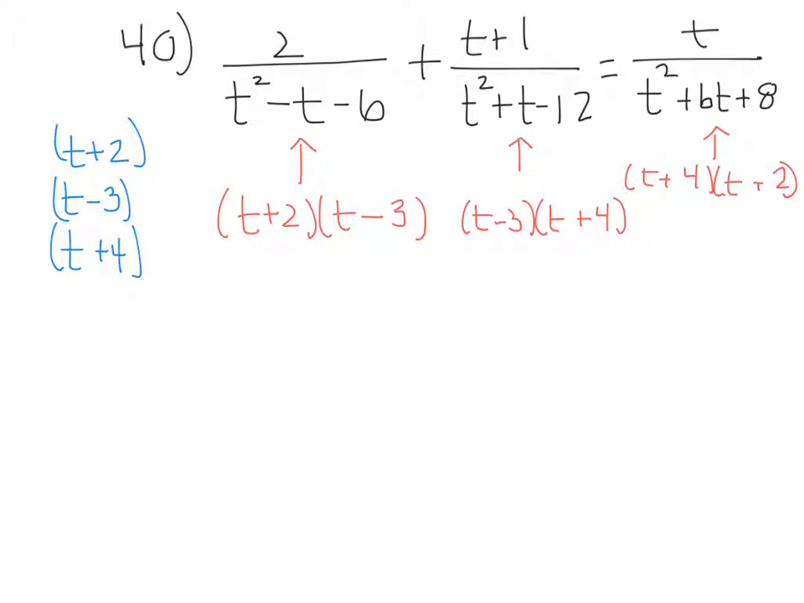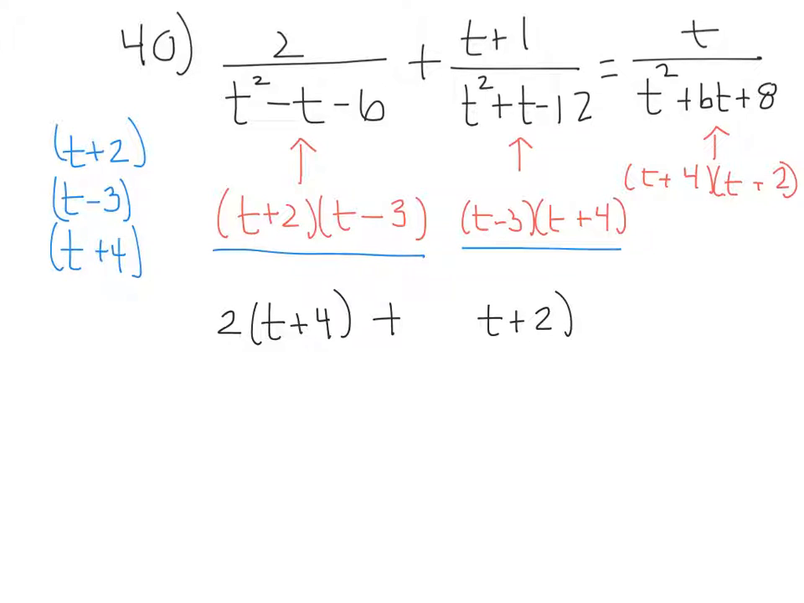Now in my first fraction, the t plus 2 and t minus 3 are going to cancel. So I will have just the 2 that's there on top multiplied by the one binomial that's not in the bottom, t plus 4. In my second fraction, the t minus 3 and the t plus 4 will cancel. So I'll have just the t plus 2 on top multiplied by what's already there, t plus 1.